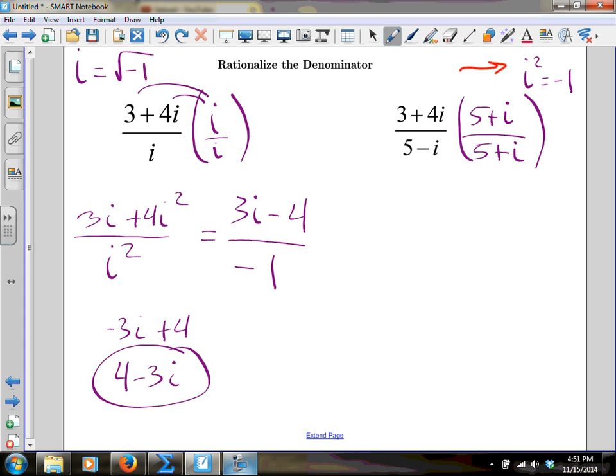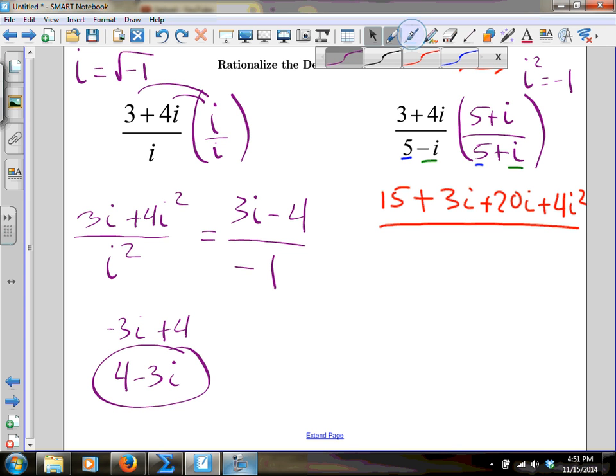This is a four-line problem in both the numerator and the denominator. So in the numerator, I'm going to get 15, those are my firsts, plus 3i plus 20i plus 4i squared. I'm not going to combine like terms just yet. I'm going to look at the denominator first. In the denominator, because I have conjugates, my outers and my inners are going to cancel each other out, so I only have to worry about the firsts and the lasts. The outers and the inners are going to cancel out. That's why we use the conjugates in the first place. So my firsts are going to multiply to 25, and my lasts are going to multiply to -i squared.